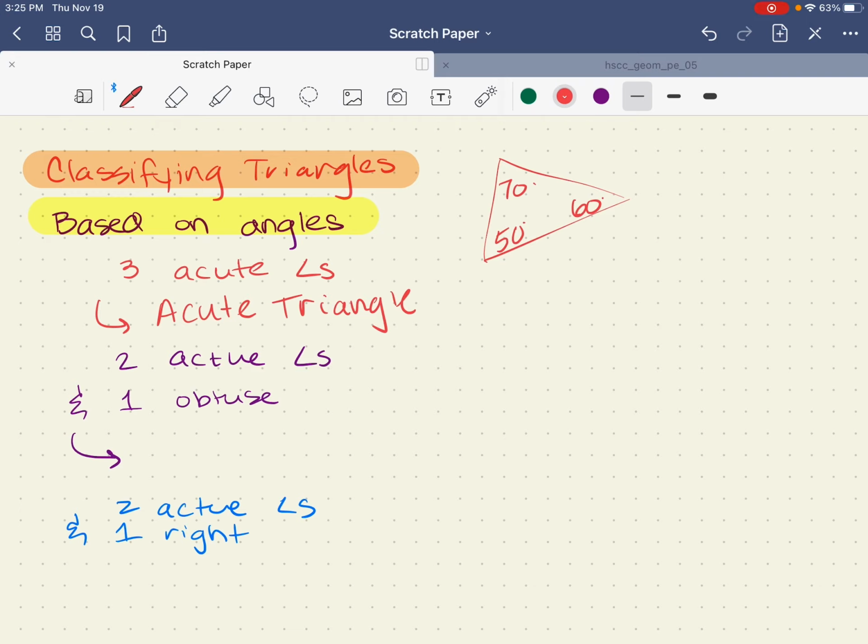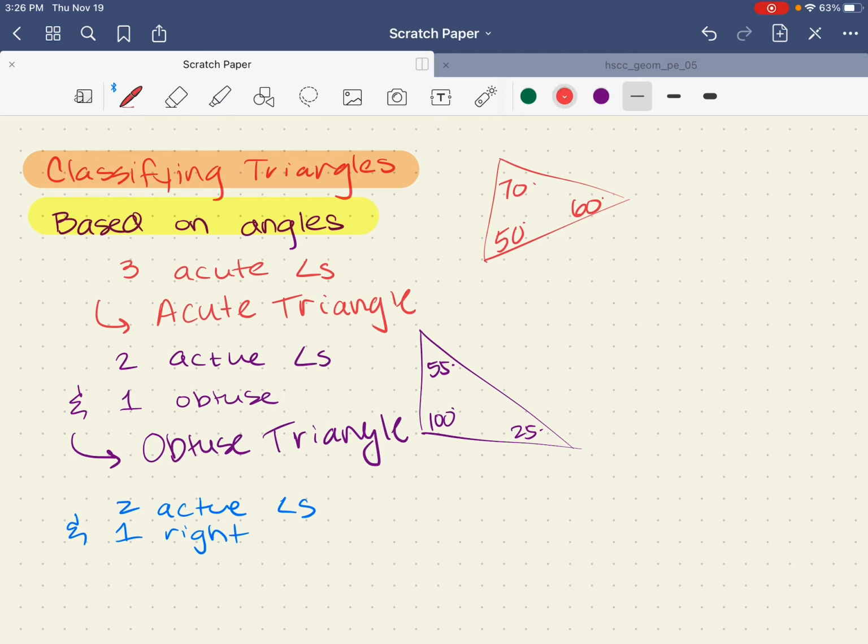And then the next one is if you have two acute angles and one obtuse angle. I'll give you an example, which would look like this guy over here. Let's say this angle was 100, this angle over here was 25, and this angle was 55. We would say that this triangle is an obtuse triangle. All right, so we have an acute triangle, where all the angles are acute. We have an obtuse triangle, where we have two acute angles and one obtuse angle.